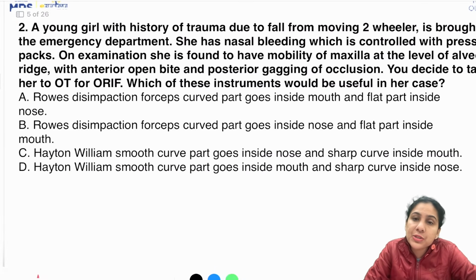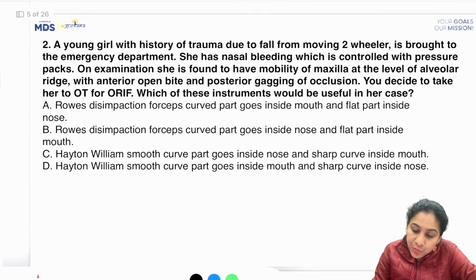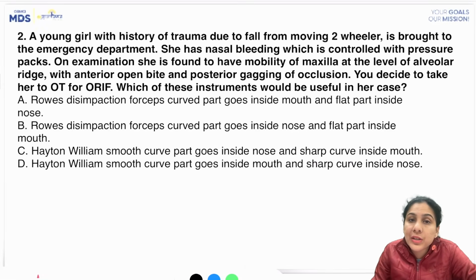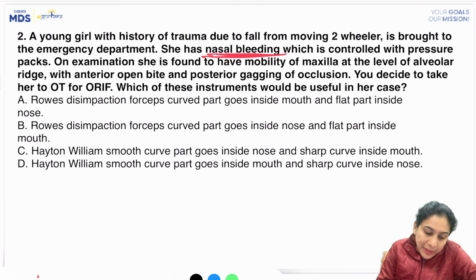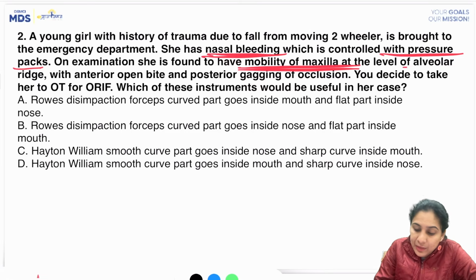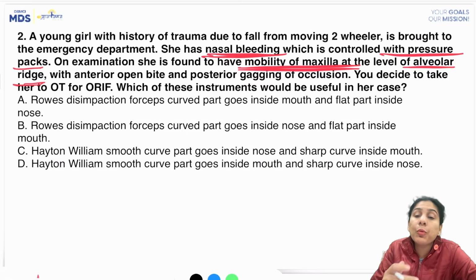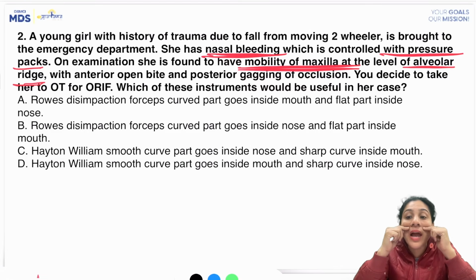A young girl with a history of trauma due to a fall from a moving two-wheeler is brought to the emergency department. She has a nasal bleed which is controlled with pressure packs. On examination, she is found to have mobility of the maxilla at the level of the alveolar ridge. At this point, you should know mobility of the maxilla at this level, so we are talking about a Le Fort 1 fracture.